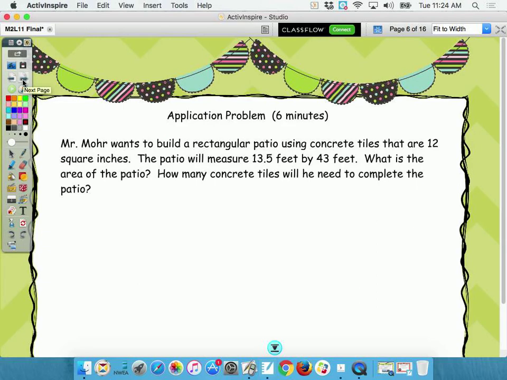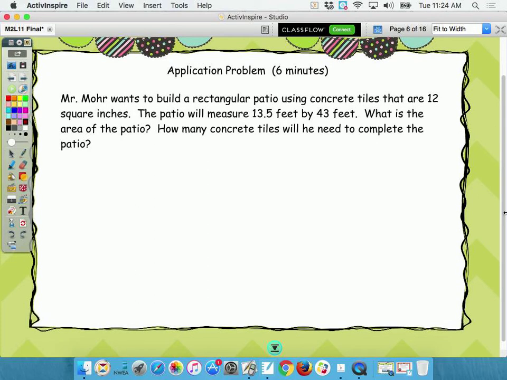So Mr. Moore, he wants to build a rectangular patio using concrete. Oh, by the way, this is a 4th grade problem exactly. We just changed a number to include a decimal. But otherwise, you've done this probably feel like 100 times, okay? So think of it as something that's not too hard for you.